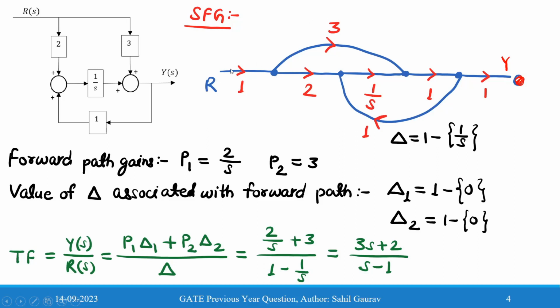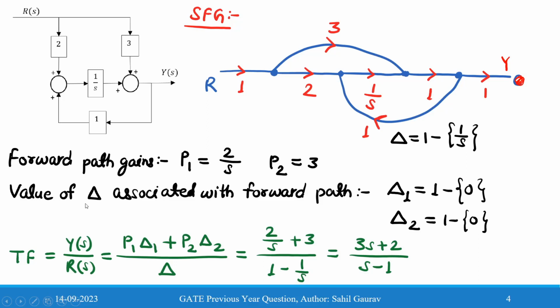P1 is this straight line, 1 into 2 into 1 divided by s into 1 into 1, that will be 2 divided by s. P1 represents the first forward path, and the second forward path is the one in which this 2 and 1 by s are eliminated. So the second forward path will be 1 into 3 into 1 into 1, so P2 will be 3. Forward path means connecting the input and output.